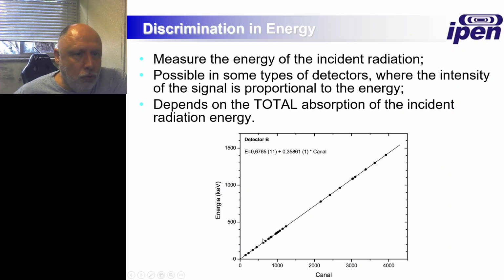You see, usually for energy, you can use a linear function to represent this dependence on the size of the pulse versus the energy. Sometimes if your energy range is too high, maybe you will need a second degree function. In some detectors you may need that too, but mostly we use a linear function and it's okay.